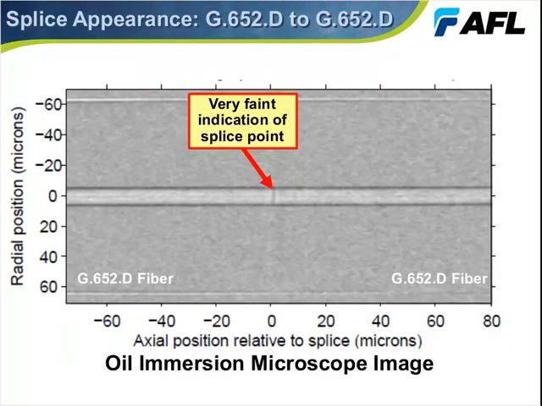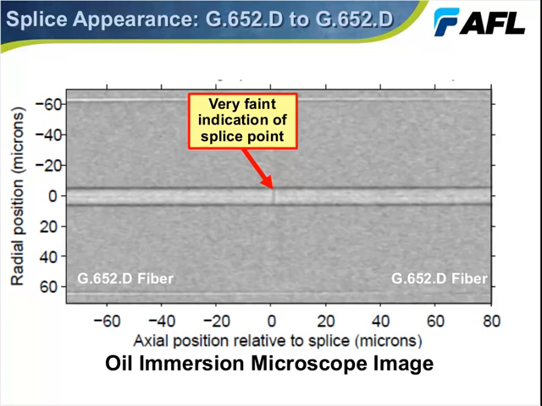Let's move on to the next slide, and let's look at the appearance of the splice. At first, what I'm showing here is an oil immersion microscope image. So this is not an image from the splicer itself, but if you look, you can see a very small line in the center part, which is the core. The cladding is almost the full width of the image, but where the core of the two fibers come together, you can see a very slight line. But it's very, very hard to detect because this is just SMF spliced to SMF.